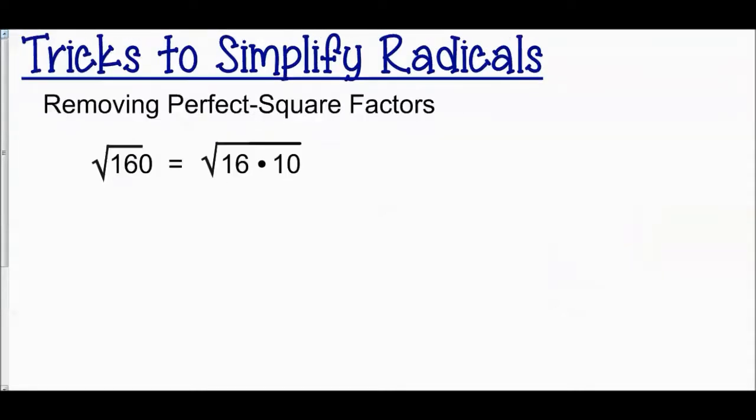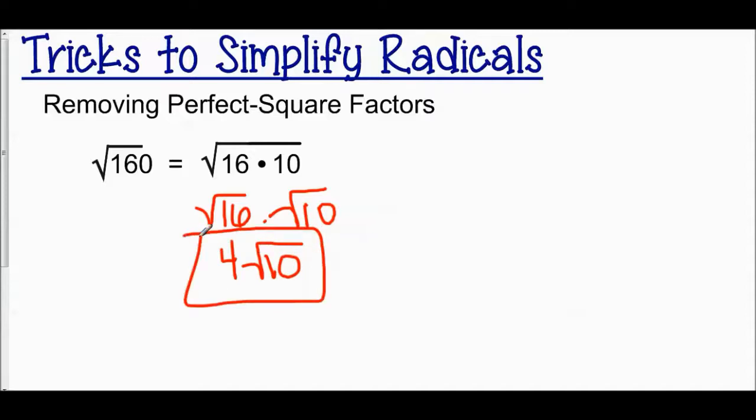The second trick is removing those perfect square factors. So the same thing here. Square root of 160, I can bust that up into the square root of 16 times the square root of 10. So the square root of 16 is 4, times the square root of 10, which does not simplify, so my simplified form is 4 times the square root of 10.